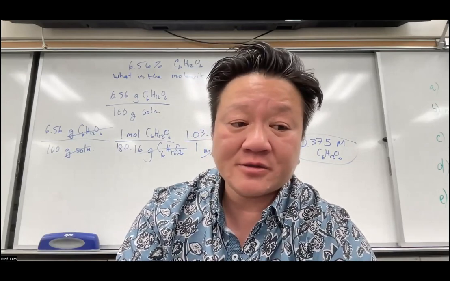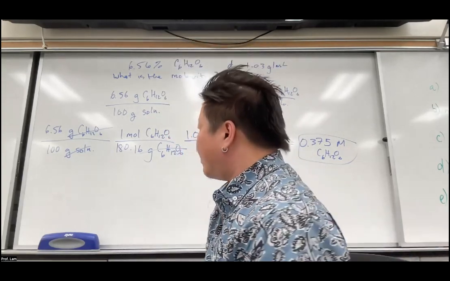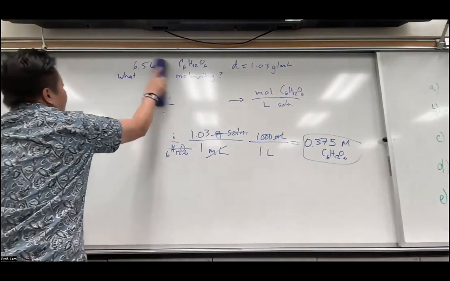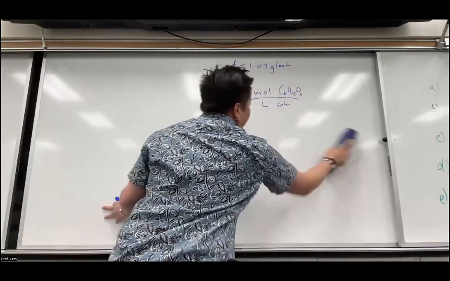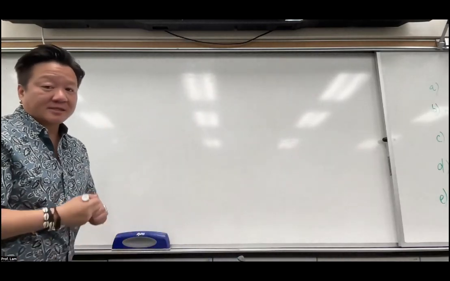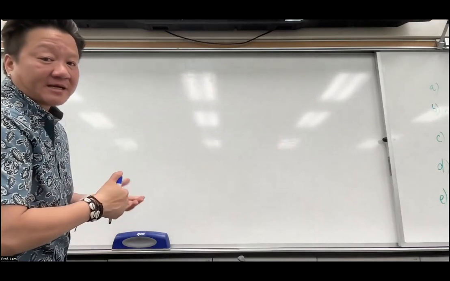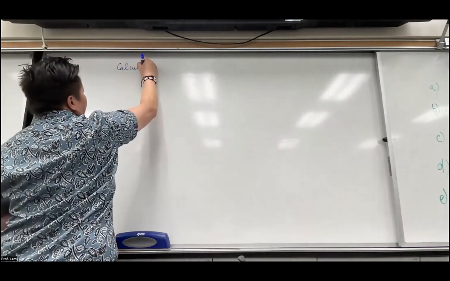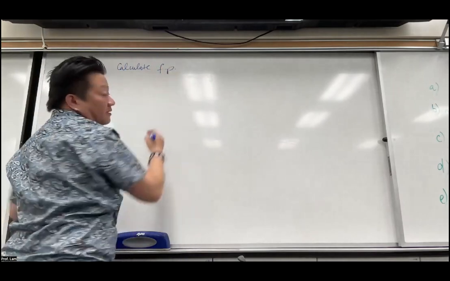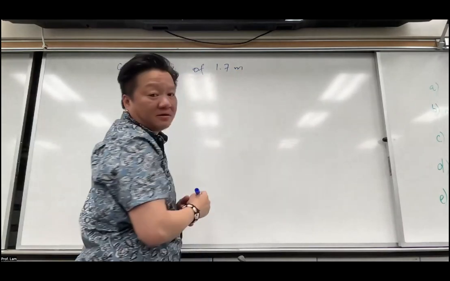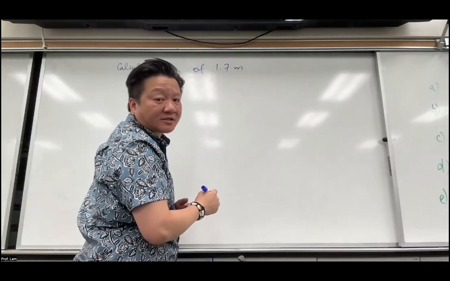Okay, so let's do an example problem so you guys see how that works. Pretty straightforward here. Really simple equation, right? And on the exam, of course, I would give you the constants, okay? So it's saying calculate the freezing point of a 1.7 molal ethylene glycol solution.